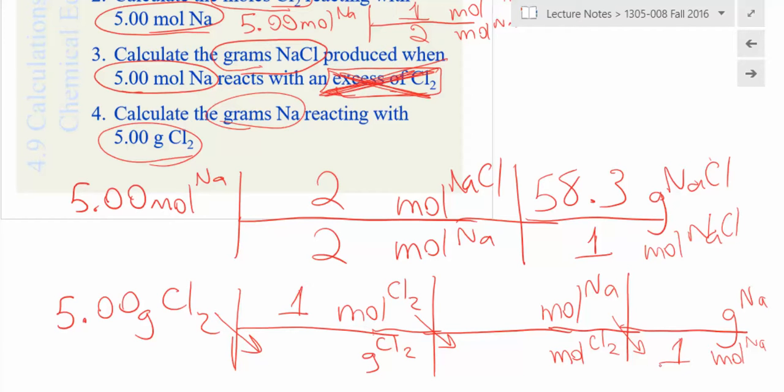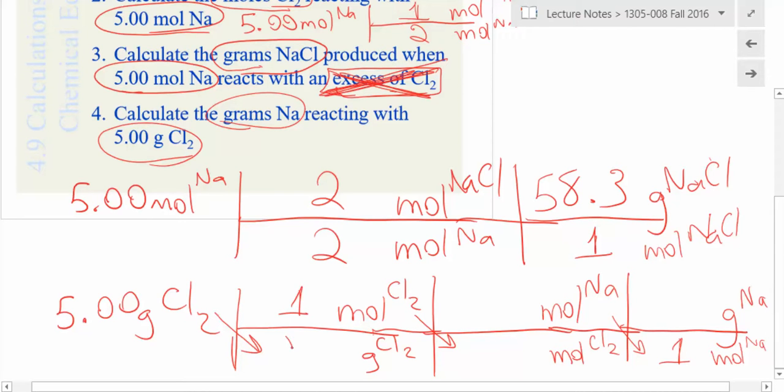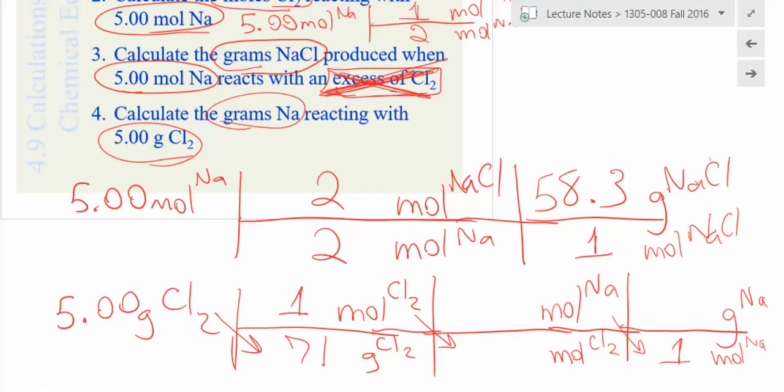So where do I find that? The periodic table. 35.5 times 2, 71. 70 is close. 71. You could use 70. Yes, 70 plus 1. Okay?